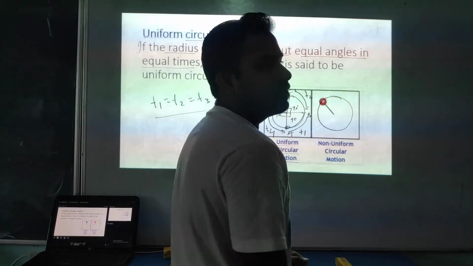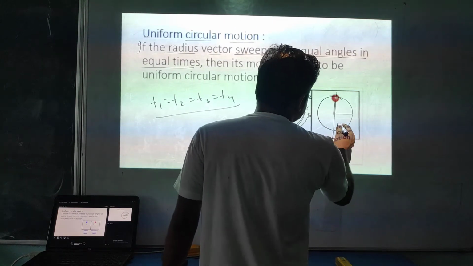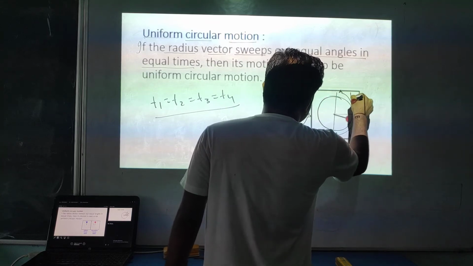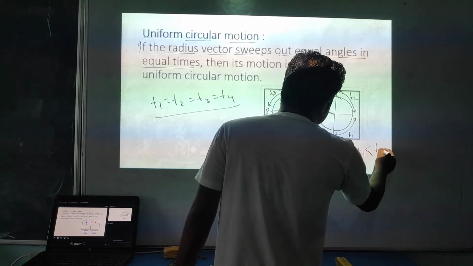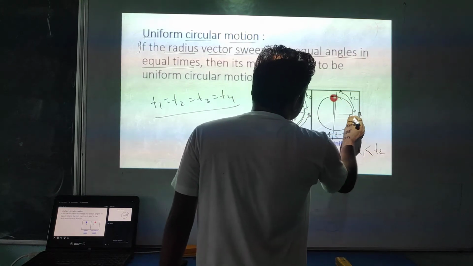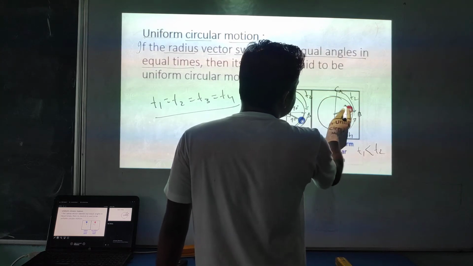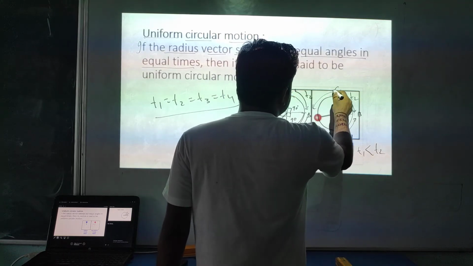But look at this, student, here I'm just dividing it into 2 parts. This one is T1 and this one is T2. Now what you will find, T1 is less than T2. Look at this, it's taking less time to move from point A to point B. From B to C it's taking more time. Look at this, it slows down. From here to here it's taking more time, is it or not?